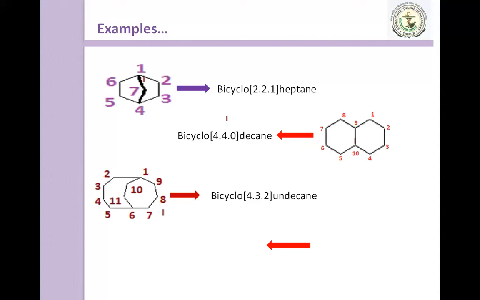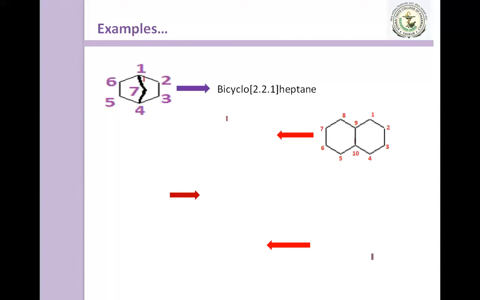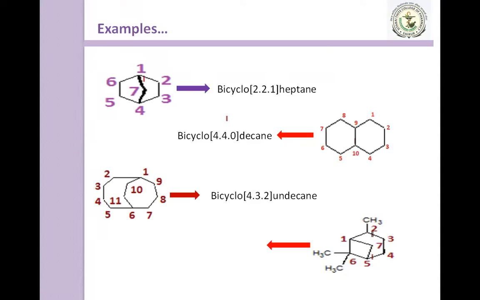Okay, now another example. Here again there are two fused rings, a 1, 2, 3, 4, 5, 6 member ring fused with a 4 member ring. So this 1 and 5 are common carbon atoms. The path for this is 1, 2, 3, 3 carbons, means x is equal to 3, y is equal to only 1, and z is equal to again 1.